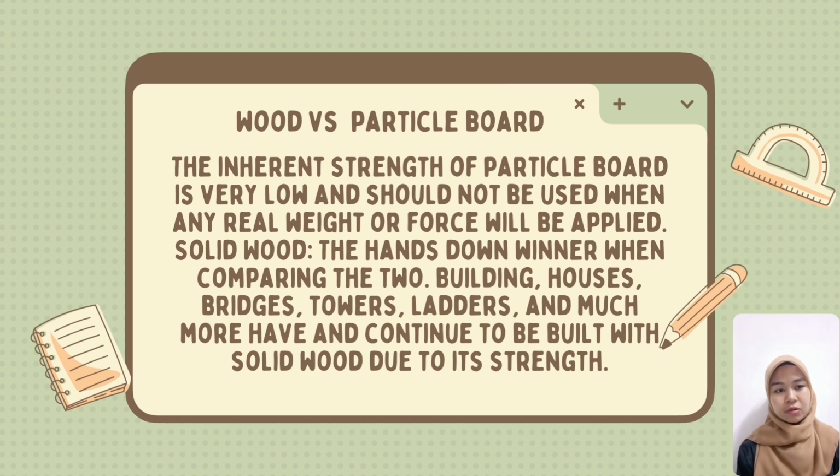Lastly, we will look at a comparison of wood and particle board. The inherent strength of particle board is very low and it should not be used when any real weight or force will be applied. Solid wood is the hands down winner when comparing the two. Buildings, houses, bridges, towers, ladders and much more have been and continue to be built with solid wood due to its strength.